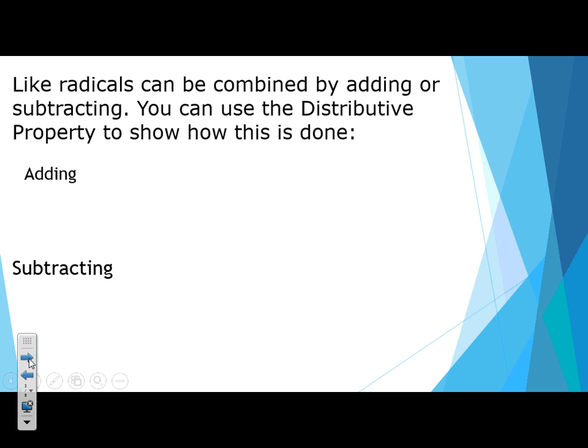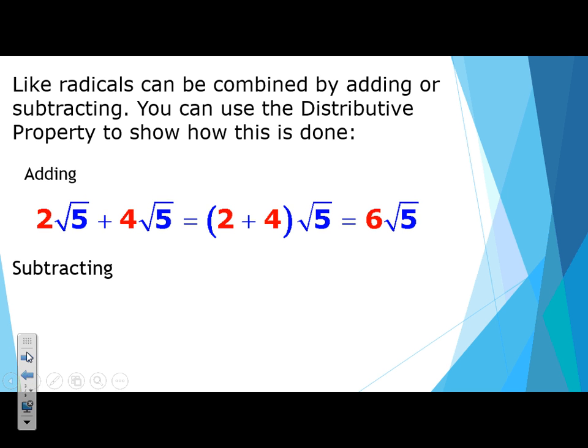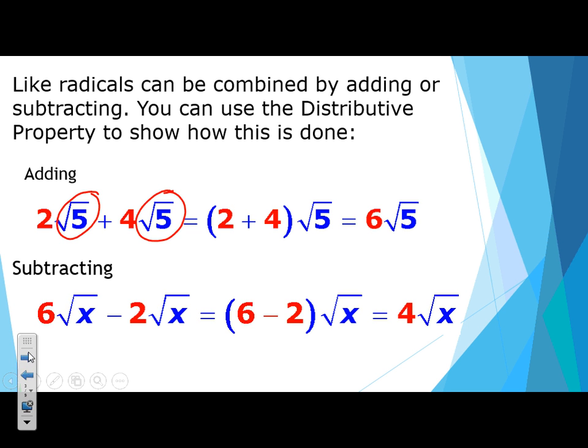Alright. Like radicals can be combined by adding or subtracting. You can use the distributive property to show how this is done. Now, you do not have to write this down, you guys. I'm just showing you here. We can combine these ones because they have the same radical. Okay, same with subtraction. We can do the same thing as long as they have the same radical. Once again, you guys do not have to write this page down, okay?